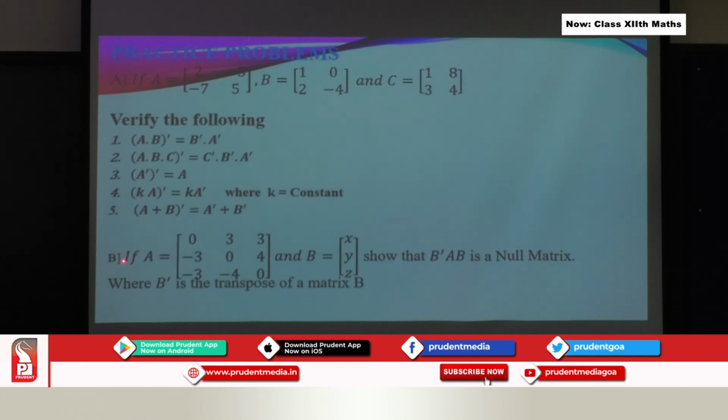Now look at this second problem. What is given? A is a square matrix of order 3. You have B here, which is a column matrix. Here you need to show that B transpose into A into B is a null matrix. So show that it is a null matrix, in the sense that when you multiply these 3, the answer is supposed to be a matrix with all entries as 0.